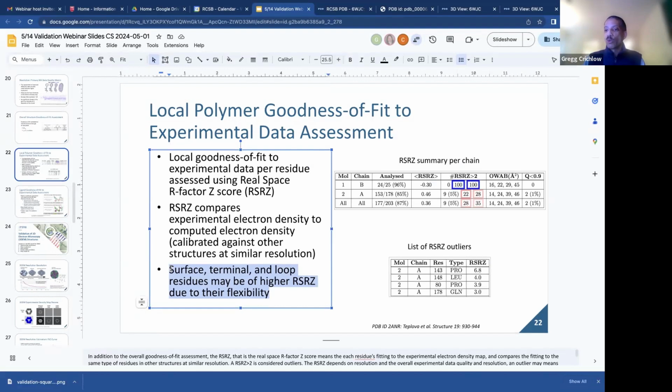Especially if the resolution's poor, you have data limitations. So therefore, it could be poor modeling, or it could be something out of the control of the person who solved the structure. So we just send the report to the depositors and let them review the density, and they make the decision whether this should be revisited, or whether they want to omit the side chain, or whether they feel it's best to include the side chain.